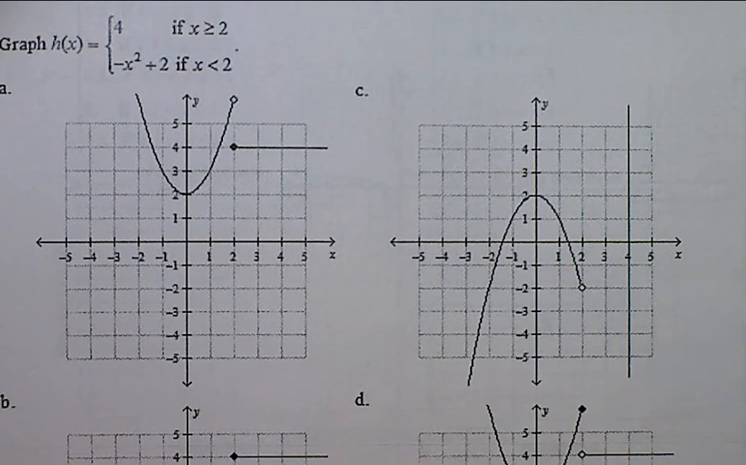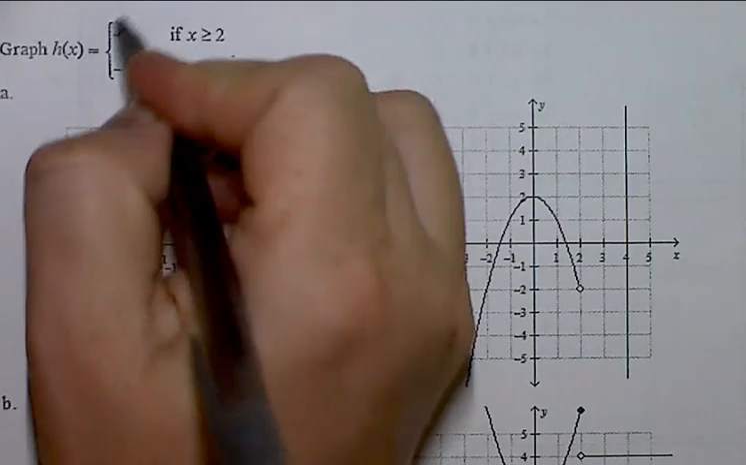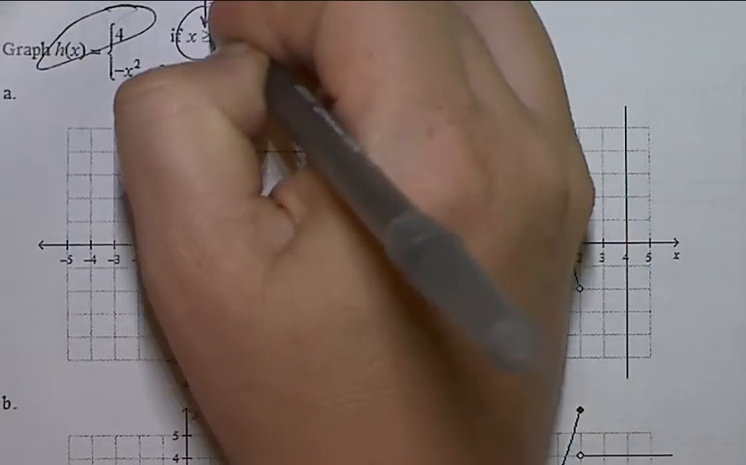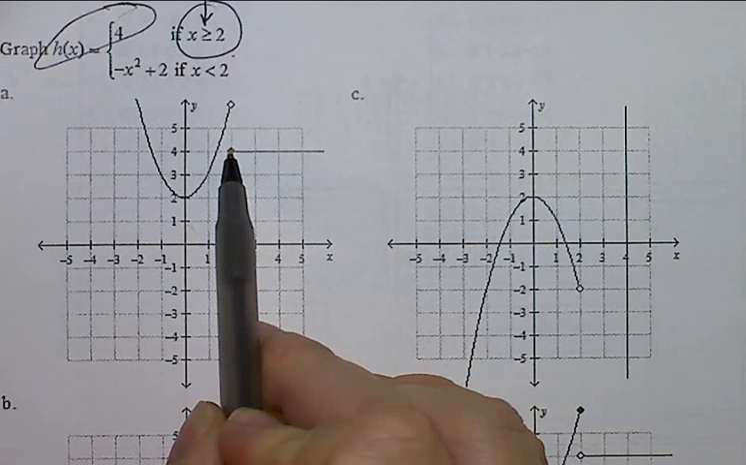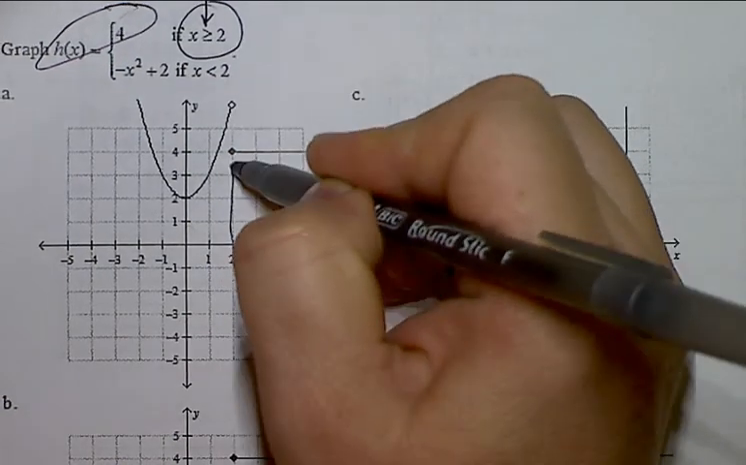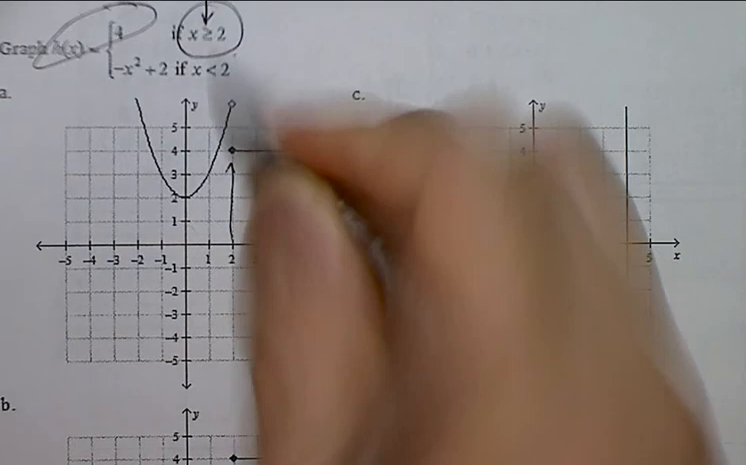Did you get it done, Riley? Was it pretty easy? Okay, so y equals 4. We only want it to occur where x's are greater than or equal to 2. Here's the line y equals 4, and it is occurring where x's are greater than or equal to 2, and it has a closed dot. This could be an option.